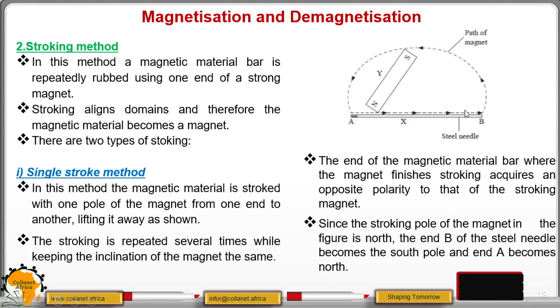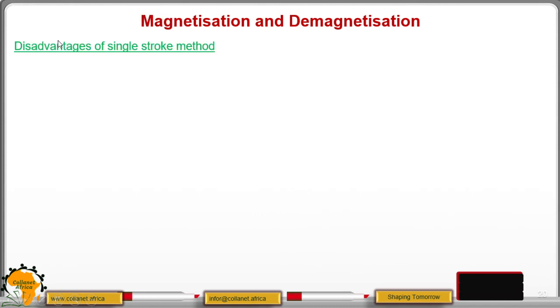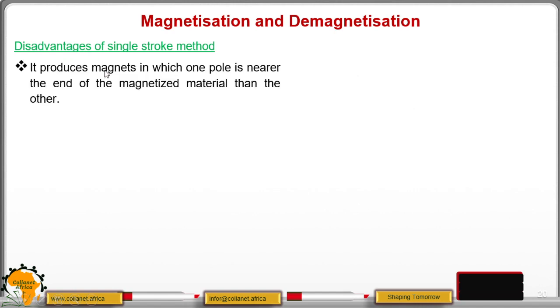This is where this one is finishing, so it will acquire the opposite of this. So you get a south pole here, and this head will automatically become a north pole. Then from there, we move to the disadvantages of a single stroke. The disadvantage that we have is that the magnet that is formed has one pole nearer the head of the magnetized material than the other. So in other words, the pole is nearer one head than the other.